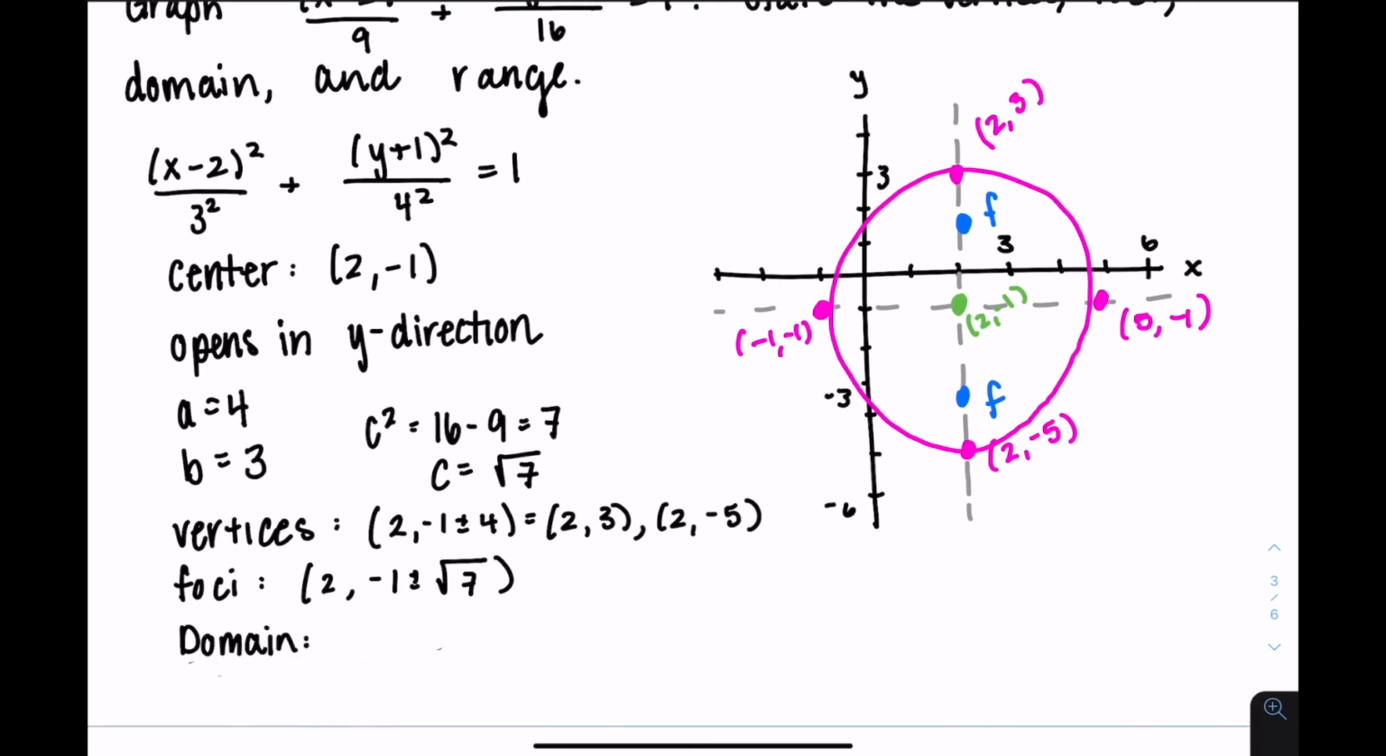Then for our domain and our range, I just need to figure out what are the endpoints of the major and minor axes. For our x values, we're trapped between -1 and 5. For the y values, we're trapped between -5 and 3. Okay.